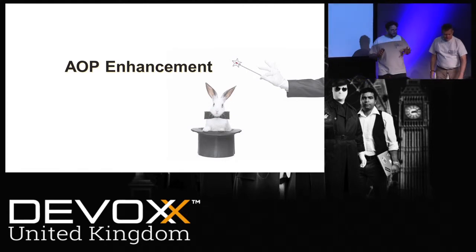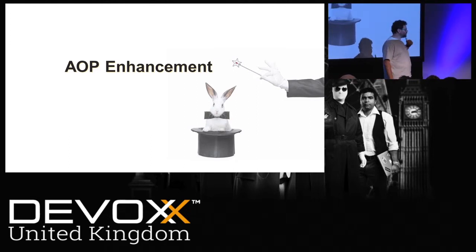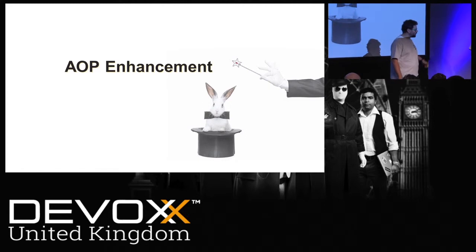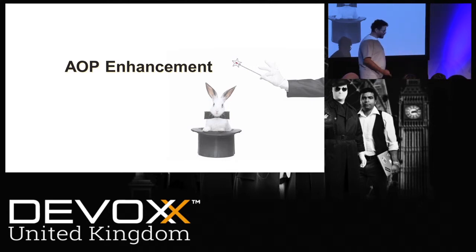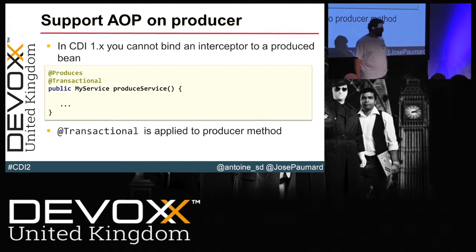Yeah. Just to add a precision, all the stuff that Jose just showed will be in the early draft, so you will be able to test all this asynchronous and ordering stuff. So I'm going to go through other enhancements in a fast way. A point that was asked often is the possibility to add AOP on custom beans and produced beans. Right now in CDI 1, when you create a producer or a custom bean, you cannot put an interceptor or a decorator on it.